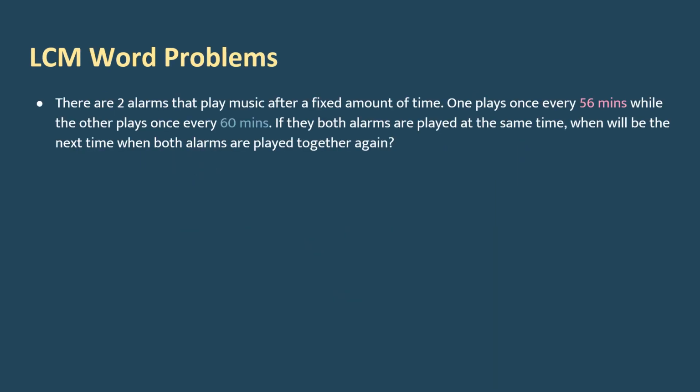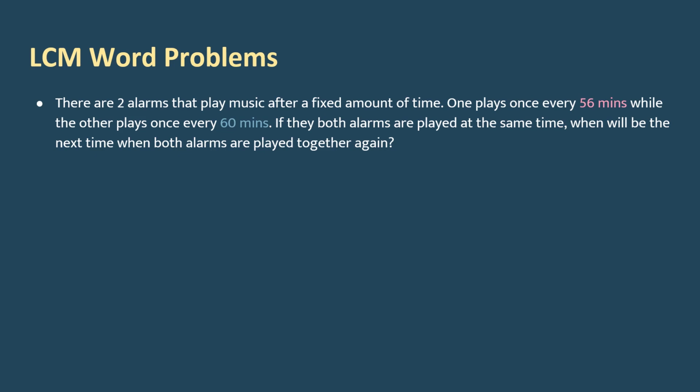If you did, now we're going to move on to a lowest common multiple word problem. So in situations like this, we need to use lowest common multiple. The question states that we have 2 alarms that play music after a fixed amount of time. One alarm plays once every 56 minutes, while the other plays once every 60 minutes. If both alarms are played at the same time, when will be the next time both alarms are played together again? This is actually asking us to find the lowest common multiple, because we want to know when the next time we can hear them play both together again.